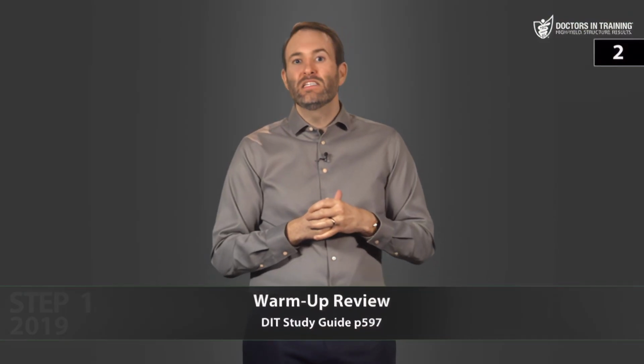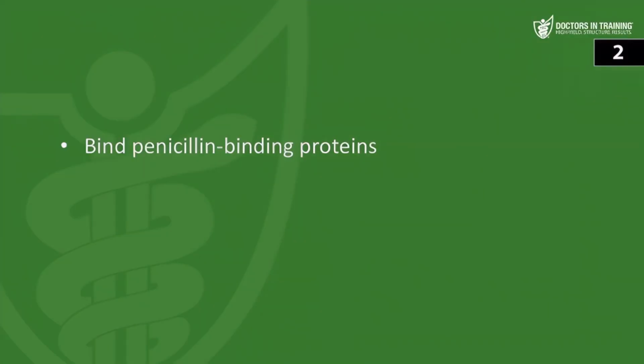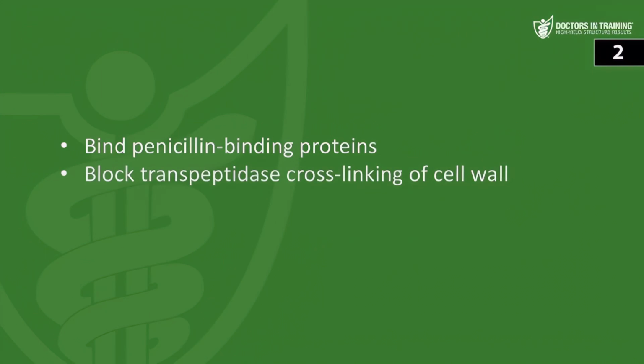Next, what is the mechanism of action of the penicillin drugs? Well, it's a cell wall inhibitor, so it binds penicillin binding proteins. It blocks transpeptidase cross-linking of the cell wall, and it can activate autolytic enzymes. So it's basically breaking up that cell wall, therefore it is considered bactericidal.